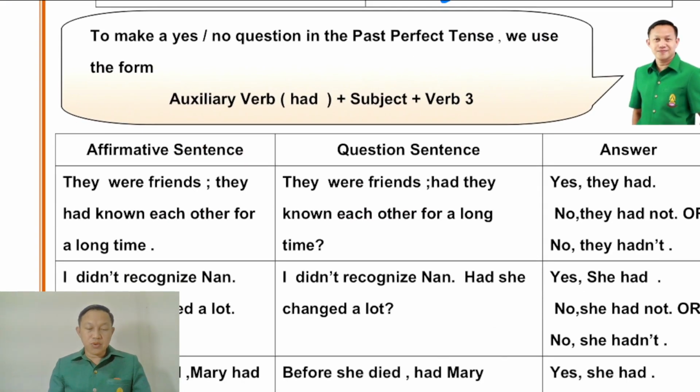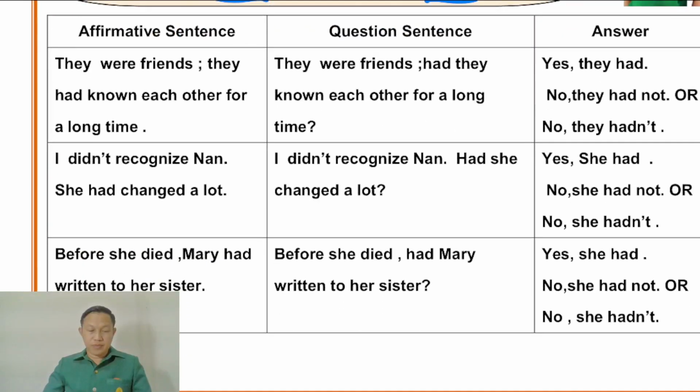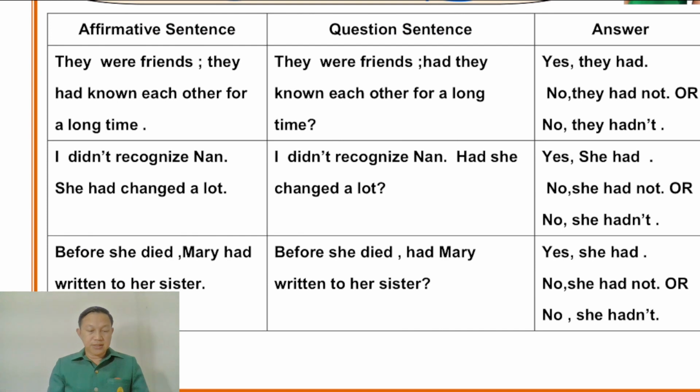To make a yes-no question in the past perfect tense, we use the form auxiliary verb had, subject, verb 3. Affirmative sentence: They were friends. They had known each other for a long time. Look at the question sentence. They were friends. Had they known each other for a long time? Answer: Yes, they had. No, they had not, or no, they hadn't.